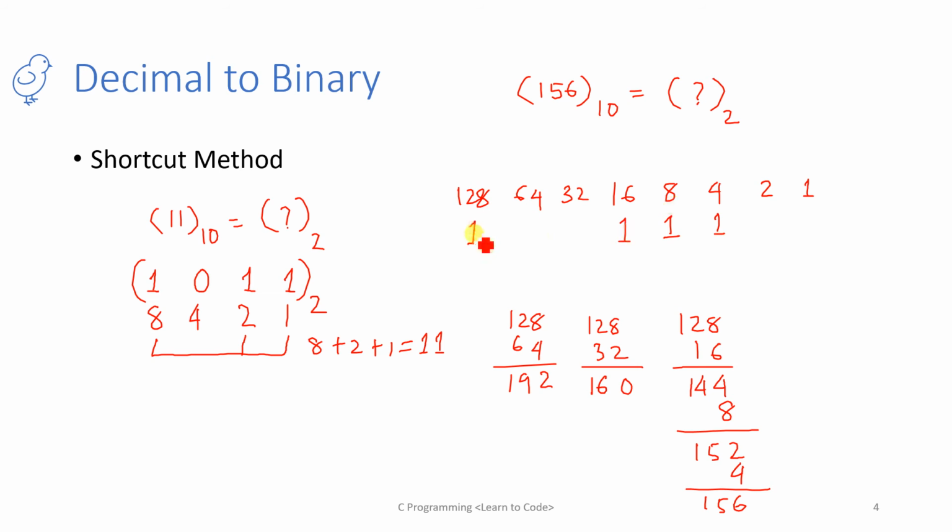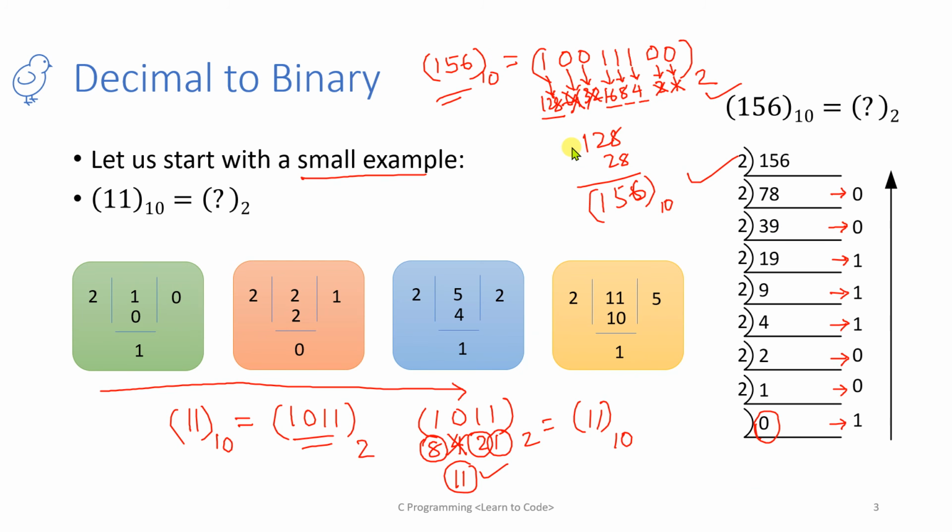So I have to put 1 in the 128, 16, 8 and 4 places. The remaining places I will put 0, and this is the binary equivalent of 156. If you check this in your previous example, this also shows you 10011100.